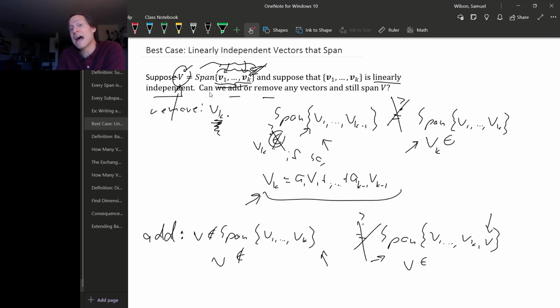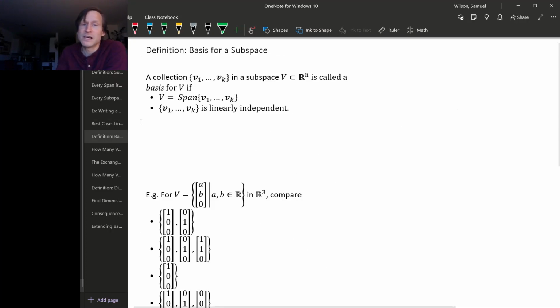And so if we have a collection of linearly independent vectors that spans a subspace, we'll give that collection a special name. We'll call it a basis. So a basis for a subspace. If you have a subspace, a basis for that subspace is a list of vectors, which for us will always be finite, a list of vectors that spans the subspace and is also linearly independent.